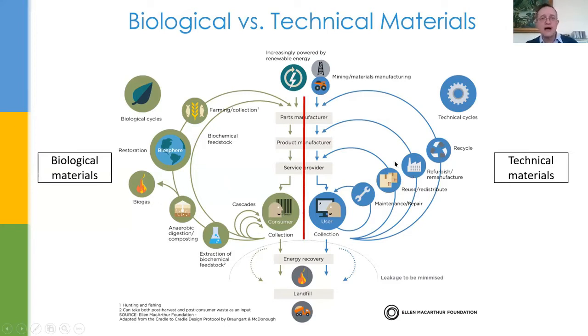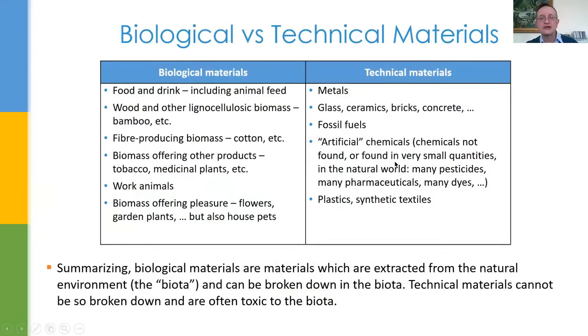Now, what do we mean by biological and technical materials? This is not a definition, this is more just a reasonable description, shall we say, of what we mean. In terms of biological materials, we'd be talking about food and drink. That would include, of course, animal feed. We'd be talking about wood, which has been with us for hundreds of thousands, perhaps millions of years, but also other lignocellulosic biomass, for instance, in India, bamboo, which is an important lignocellulosic biomass and has been for hundreds of thousands of years.